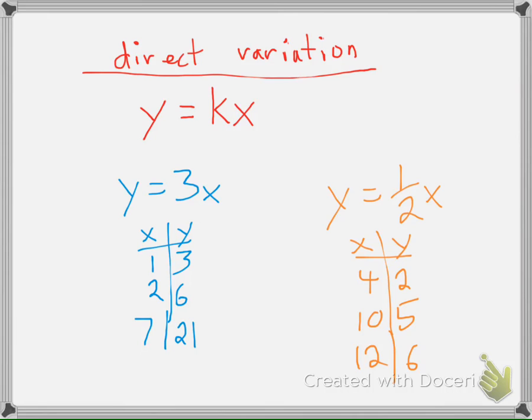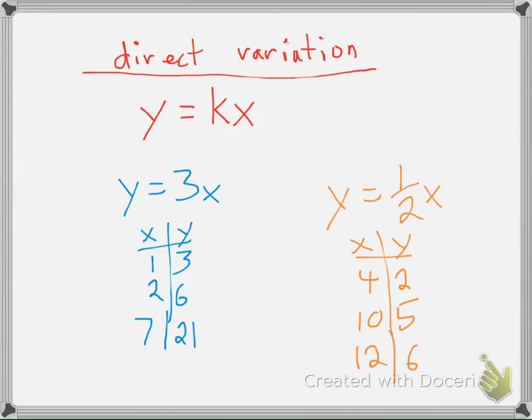2 is half of 4, 5 is half of 10, 6 is half of 12, just like 3 is 3 times 1, 6 is 3 times 2, 21 is 3 times 7. So there's a direct relationship between the x and y. You're multiplying the x value by one thing. Every x value you're multiplying by the same thing to get every y value.